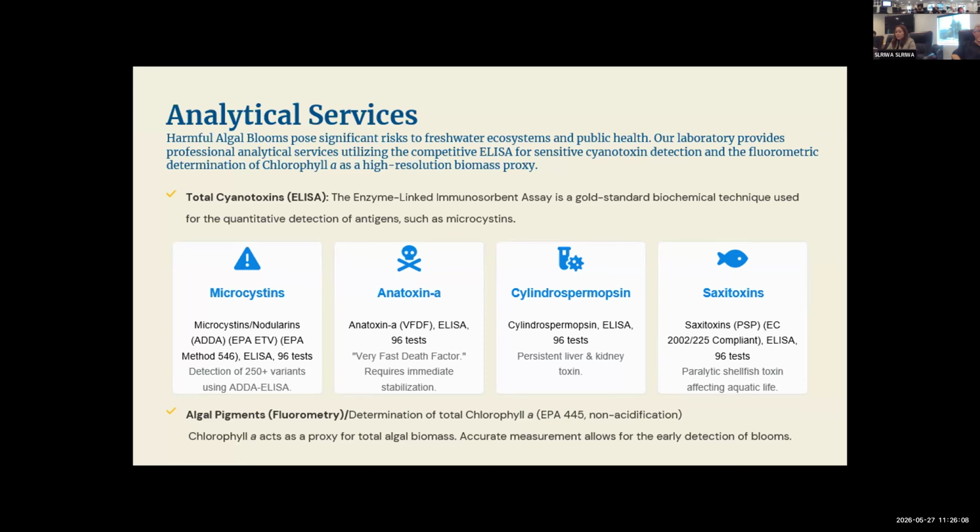To complement this toxin analysis, we determine chlorophyll A levels via fluorometry using EPA method 445, the non-acidification method. And this one serves as a high-resolution proxy for total algal biomass, which is essential for the early detection of bloom events.